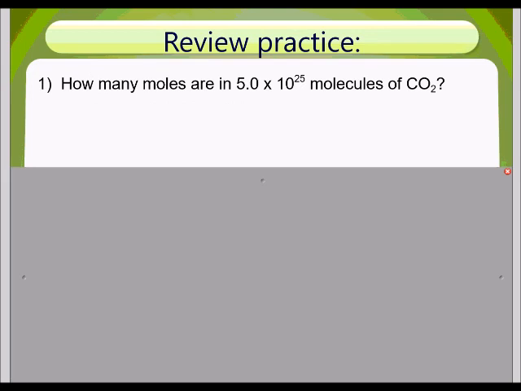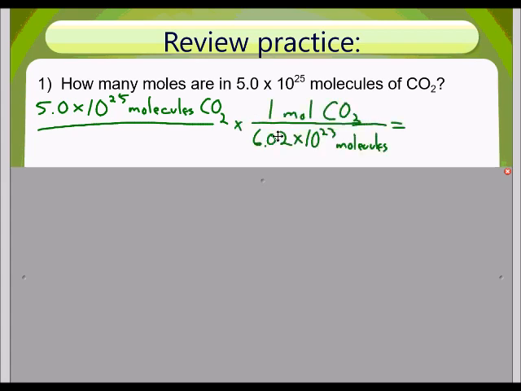Now let's do an example for practice. How many moles are in 5.0 times 10 to the 25th molecules of carbon dioxide? So here's our starting point, 5.0 times 10 to the 25th molecules of carbon dioxide. That's what they gave us. Now, we know we're given molecules and they're asking for moles, so we're going to need a mole-to-molecule conversion factor. Molecules is where we started, so molecules needs to be on the bottom here. And when we do the math, multiply across the top, divide by the bottom, we will get 83 moles of carbon dioxide. I kept 2 sig figs because I started with 2 sig figs.